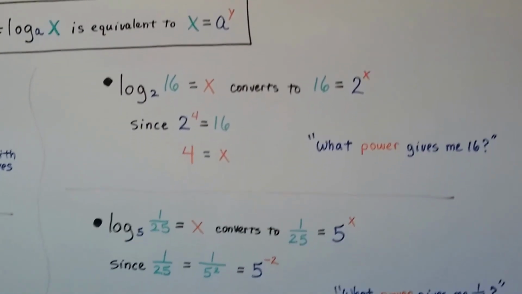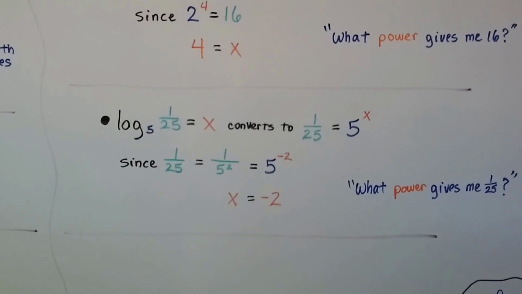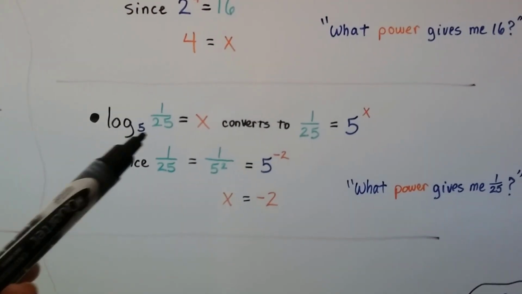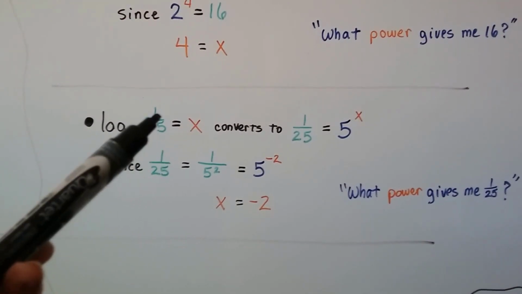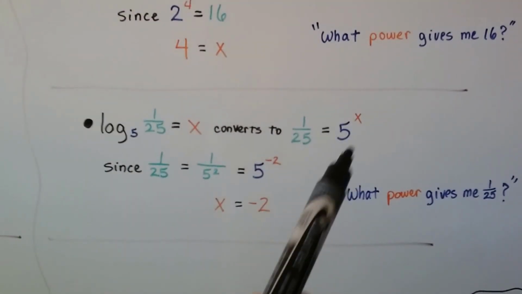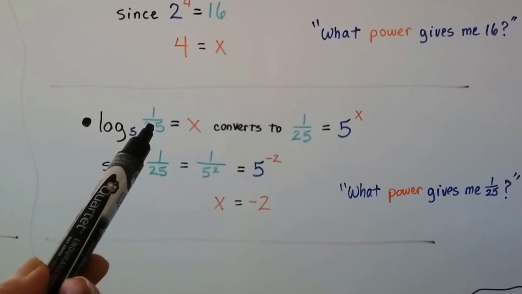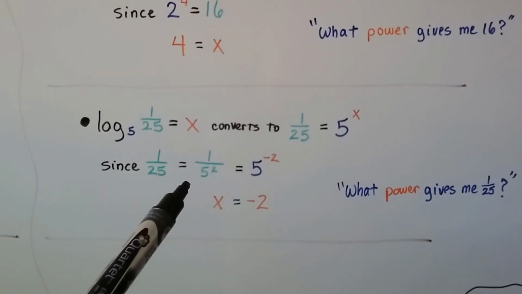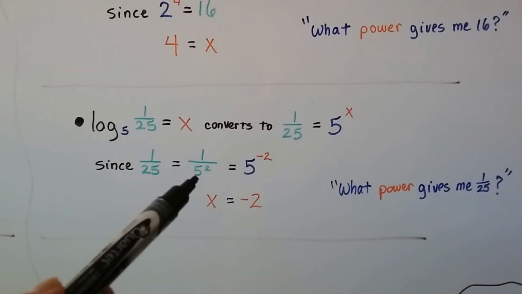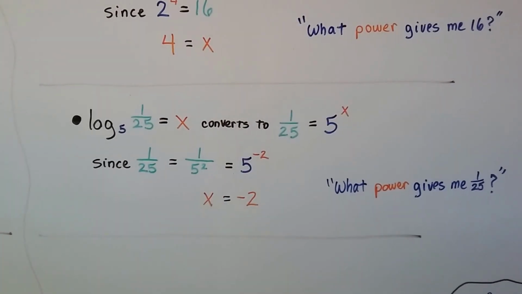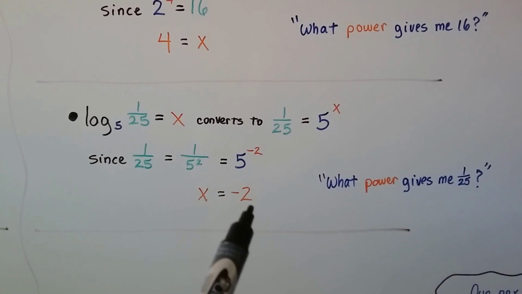Take a look at this one. What power gives me 1/25? Here's the base. Here's our exponent, our power, and it's got to equal 1/25. And because this is a fraction, we can write it as a quotient of 1 and 5 squared, can't we? We know that will give us a negative exponent, so we know it's negative 2.